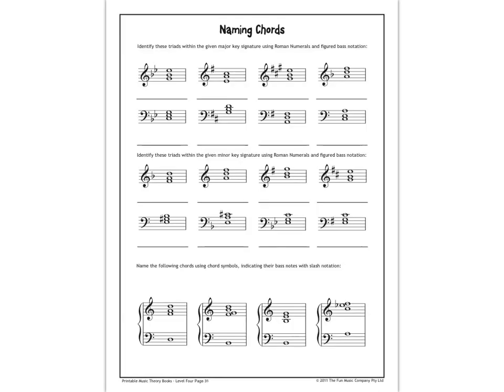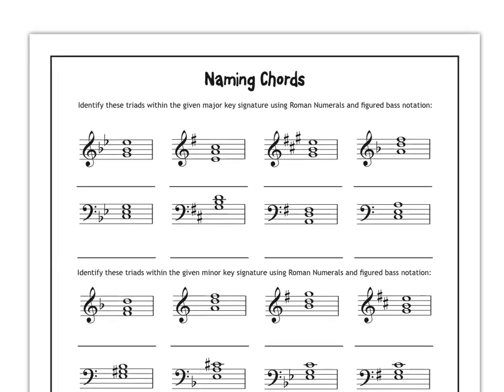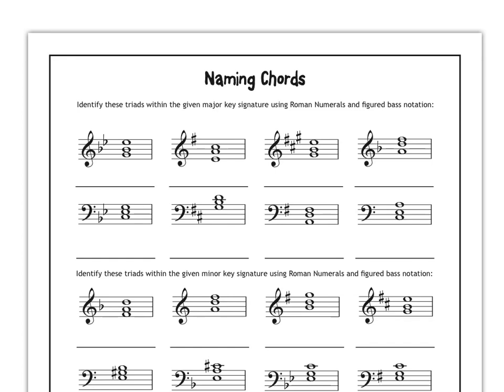Just like before, guys, I'll do one question in each of these sections with you, just to explain the thought process and how we're getting through this. Identify these triads with the given major key signature using Roman numerals and figured bass notation. It's important to note they are telling you that we are in the major key, not the minor key. Then we'll carry on with Roman numerals.